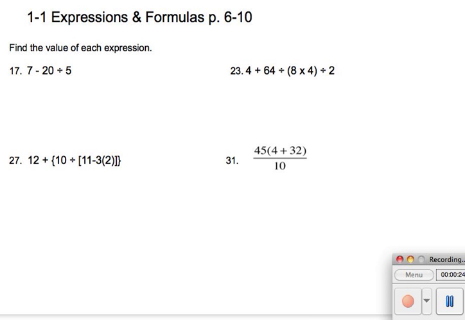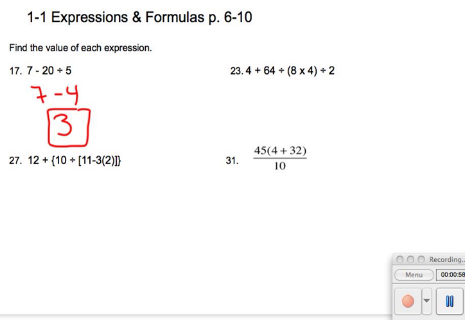So the problems that we selected are, start with problem 17, find the value of each expression. In problem number 17, we're asked to find 7 minus 20 divided by 5. First thing you have to do is take care of the 20 divided by 5 because that's the division. So we're going to do 7 minus 4 because 20 divided by 5 is 4. Now we can take 7 minus 4 and get 3 for an answer.